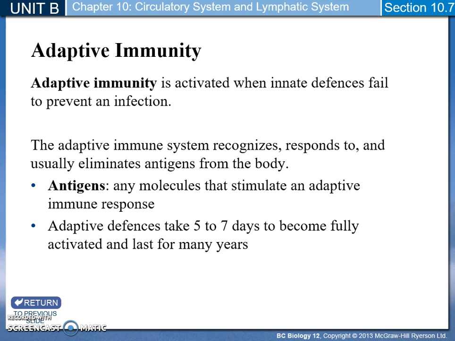So that would be, for example, a protein on an invading cell or a cancer cell. They would have antigens on them that stimulate an adaptive immune response. It takes actually a few days. So this is a process that doesn't kick in immediately. It does take a few days for it to become fully functional, but it can actually last for many years, even decades.